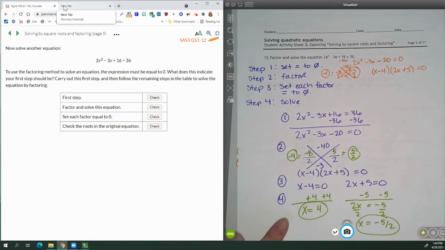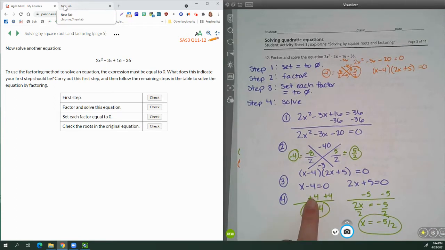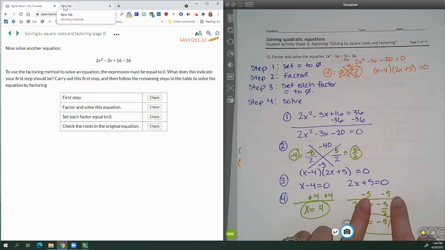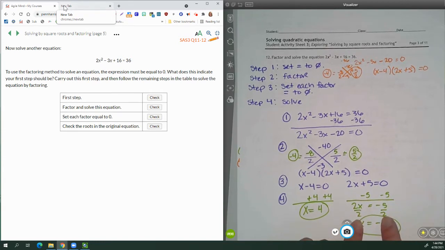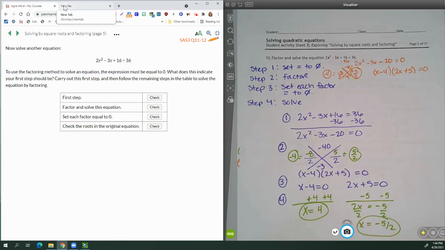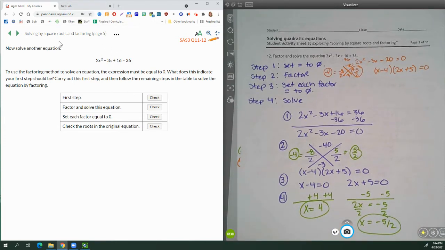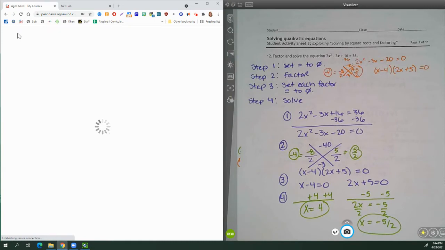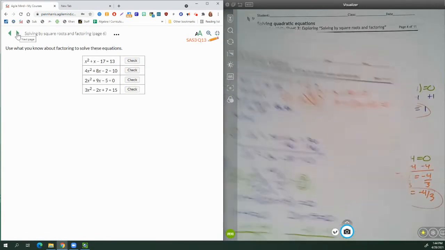And then step 4 is to simply solve. So I'm going to add 4 to both sides, and I get that x equals 4. Over here, I have to subtract 5 on both sides, and I get that 2x equals negative 5. And then divide both sides by 2, and I get that x equals negative 5 over 2.